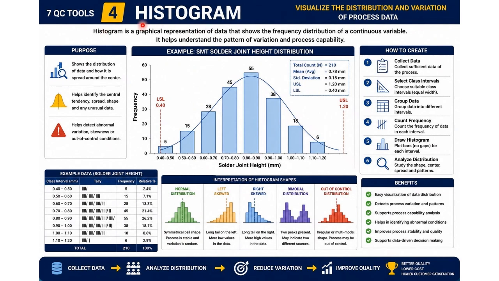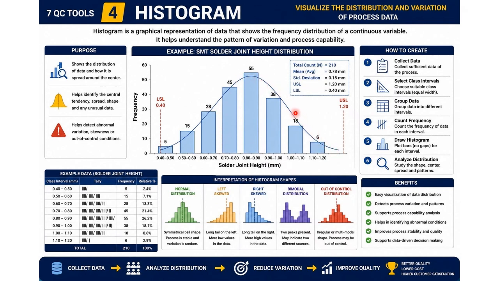Histogram is a graphical tool that shows the frequency distribution of continuous data. It helps us understand how data is distributed, how much variation exists in the process, and whether the process is stable. In this SMT example, the histogram displays the distribution of solder joint height. The x-axis represents the measurement range in millimeters, while the y-axis shows how many samples fall within each range. Each bar touches the next because the data is continuous.